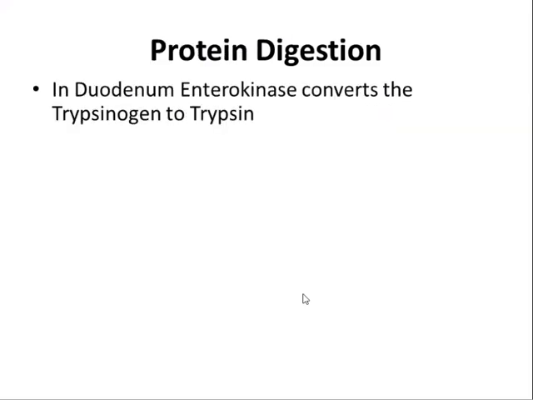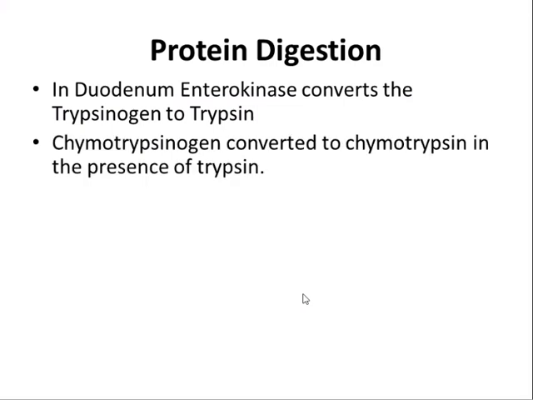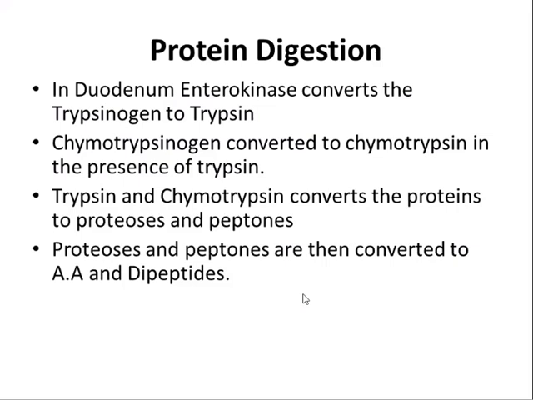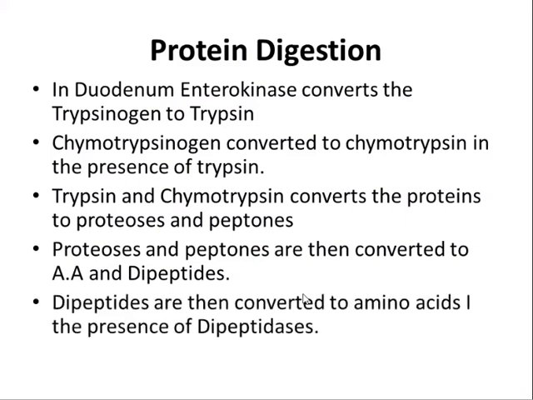Now we'll discuss protein digestion. In the duodenum, enterokinase converts trypsinogen into its active form, trypsin. Enterokinase is an enzyme secreted by the walls of the duodenum. Then trypsin converts chymotrypsinogen into its active form, chymotrypsin. Trypsin and chymotrypsin convert the protein to proteoses and peptones. The proteoses and peptones are then converted to amino acids and dipeptides. And dipeptides are then converted to amino acids in the presence of dipeptidase. So here the protein digestion is completed.